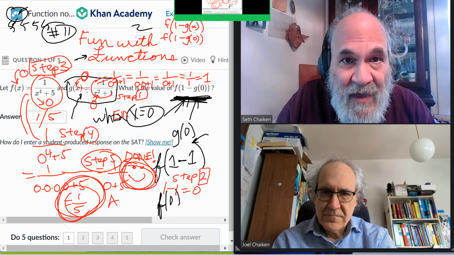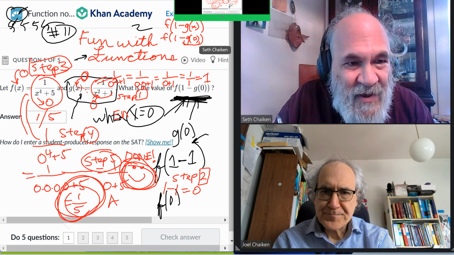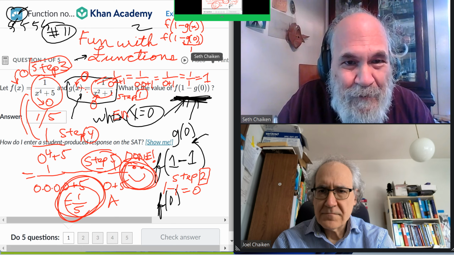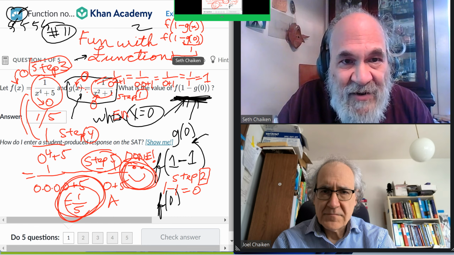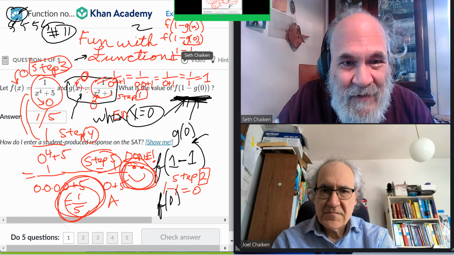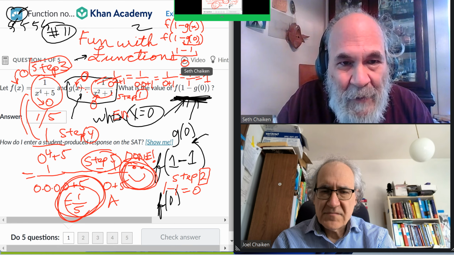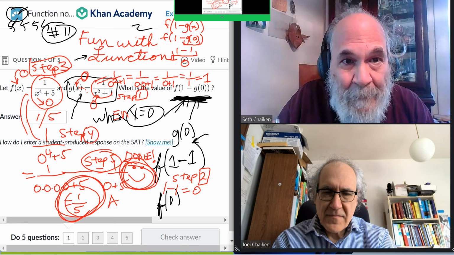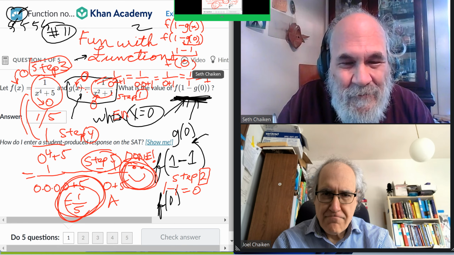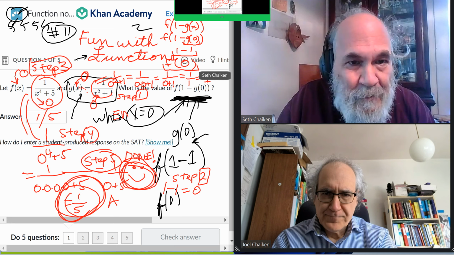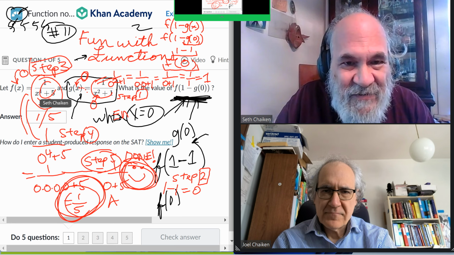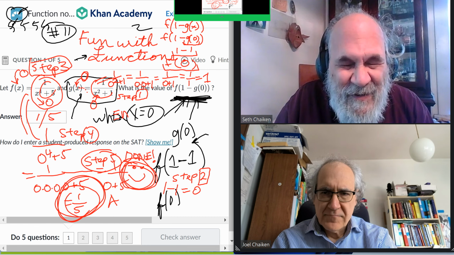Then you put a little block under here. G of 0. G of 0 is 1. And then you take 1 minus 1, which is 0. And then underneath that, put a block. And F of 0 is this. There's not enough room.